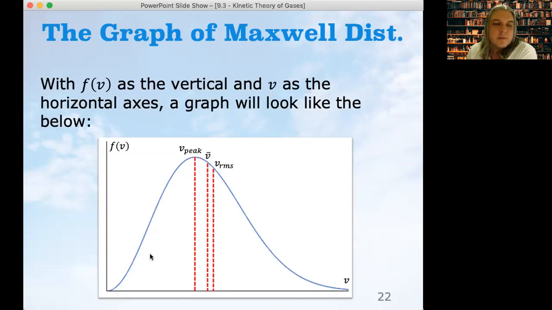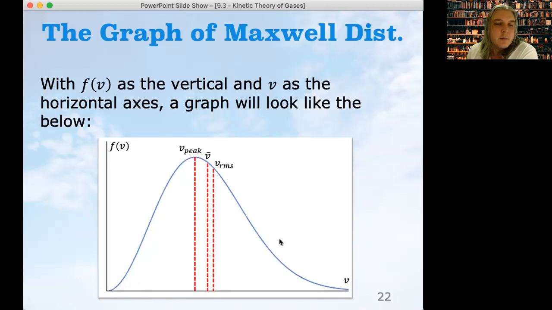Right? So this is not a symmetrical curve, and it's not symmetrical because it's forced to stop at 0 here, but the tail on this side can go out really far. It can go quite far. There's nothing stopping it. You can get faster and faster particles. The overall temperature and energy of your system will determine how many there are at those higher velocities, higher kinetic energies. But you can still get them up here, whereas you can't get them below 0.